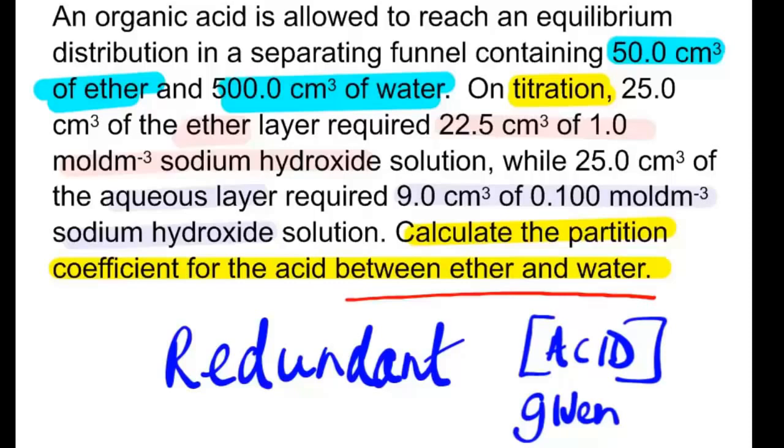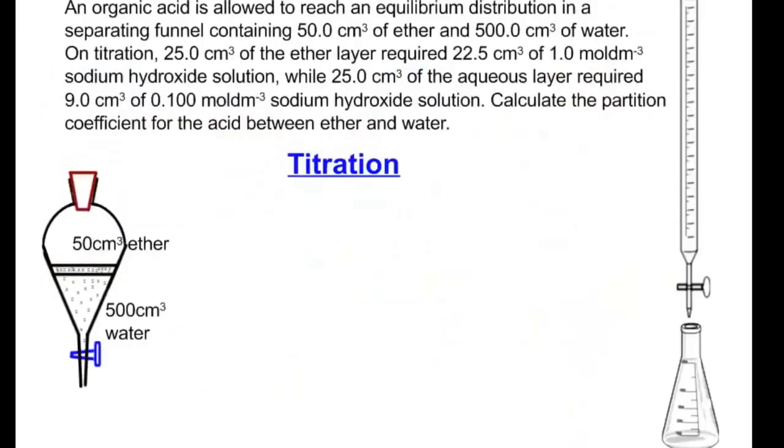You can see from the question that 2 titrations have been carried out. In each case they've taken 25 cubic centimeters, presumably with a bulb pipette, and transferred it to a conical flask, as you see there on the right, and they've titrated it with sodium hydroxide solution. For some reason the concentration of sodium hydroxide is different in the 2 titrations. So we'll use these figures now to calculate the concentration of the organic acid in each of the 2 immiscible liquids.